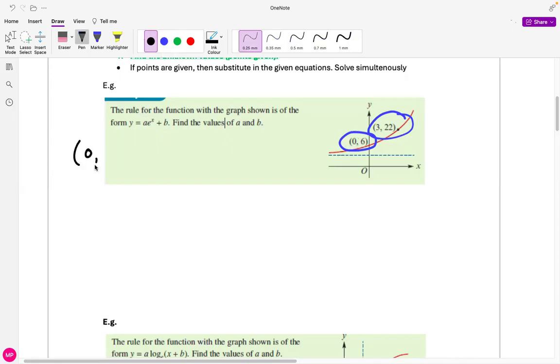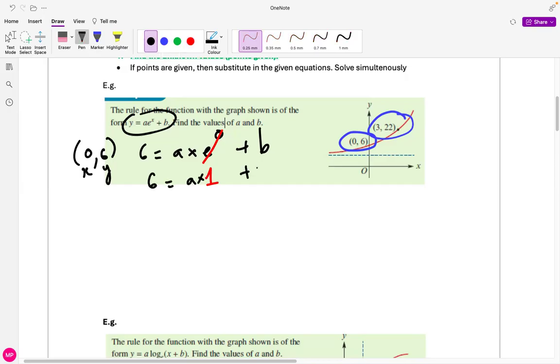If I sub (0, 6) in, 0 for x, 6 for y into this equation here, I will have 6 equal A times a to the power of 0 plus b. A to the power of 0 gives you 1. So you would end up having 6 equal A times 1 plus b. We have A plus b equals 6. So you have one equation so far from substitution of a point.